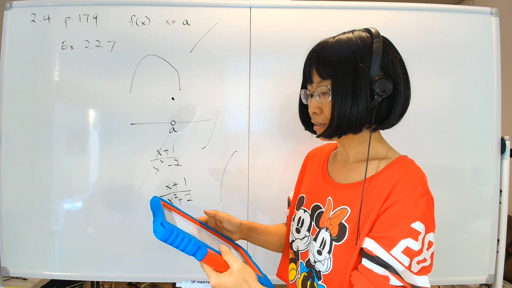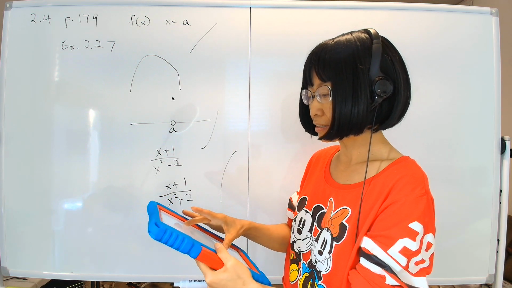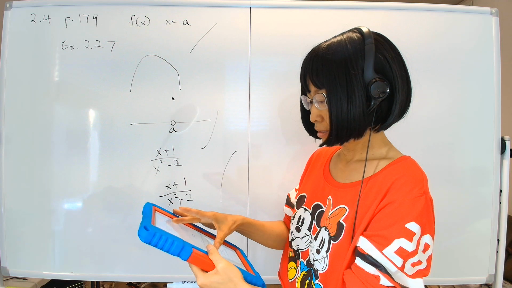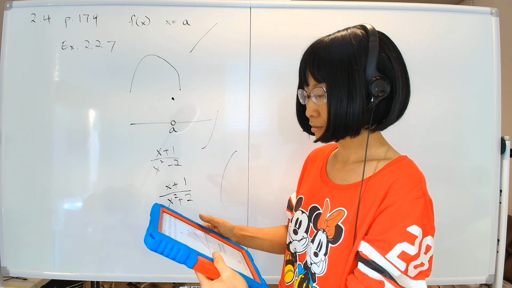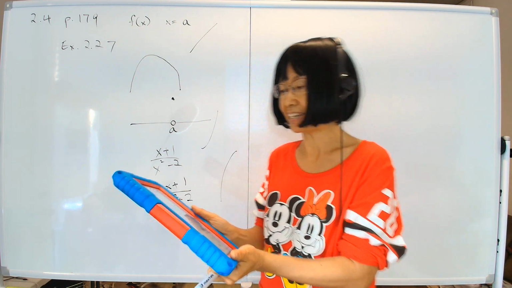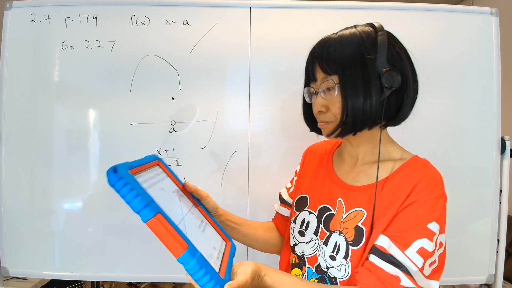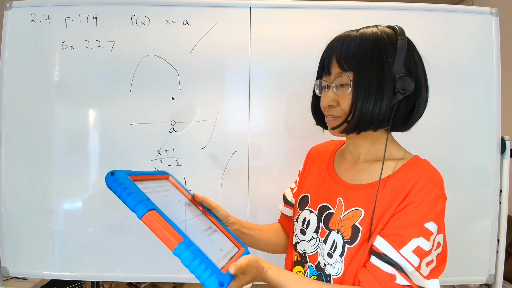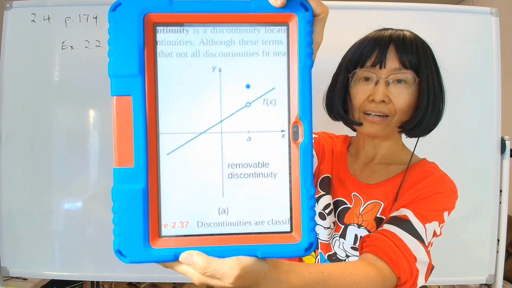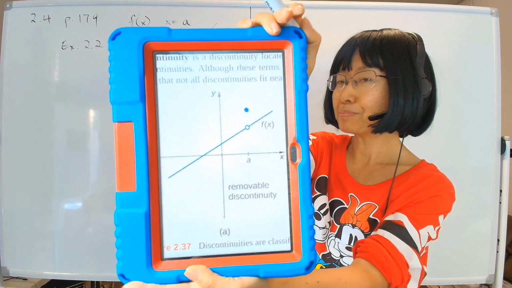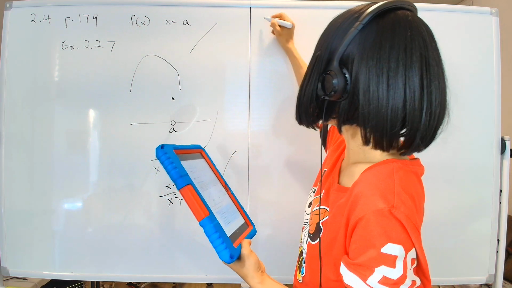So then the next thing we want to discuss is the type of discontinuity. Let's discuss it slightly. The type of discontinuity is not particularly important, but it doesn't hurt to know it. First is a removable discontinuity. I'll just show it to you in the book. We're now on page 184.